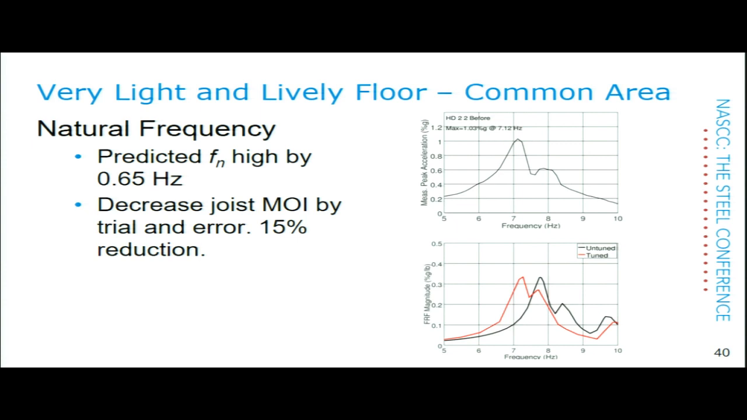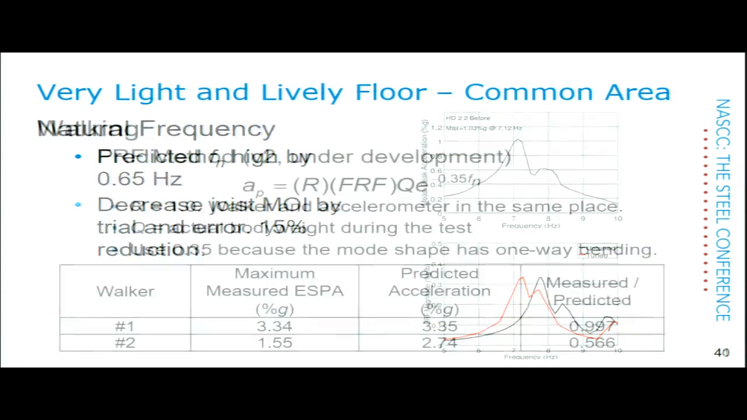So just by trial and error, I want to move that to the left where the red one is there, just by making the joists more flexible. In this case, I have a 15% reduction in the moment of inertia. But if I had to change things a whole lot, then we start thinking our model is just not doing its job, right? Here it's just a small adjustment.